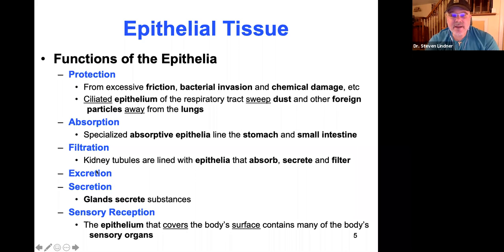So excretion, there's that word excretion, to eliminate, to get rid of. And secretion, glands. Glands can secrete their substances. Maybe it's secreting mucus. Maybe it's secreting saliva. Maybe it's secreting a digestive enzyme or a neurotransmitter or a hormone. That's secretion. And epithelium is also used for sensory reception. The epithelium that covers the body's surface contains many of the body's sensory organs to sense and feel.